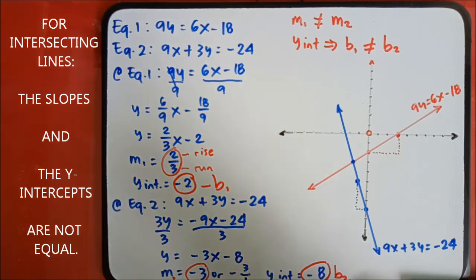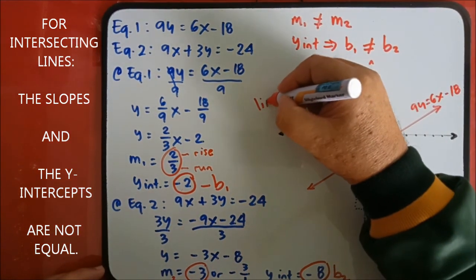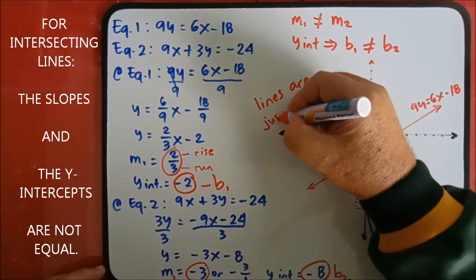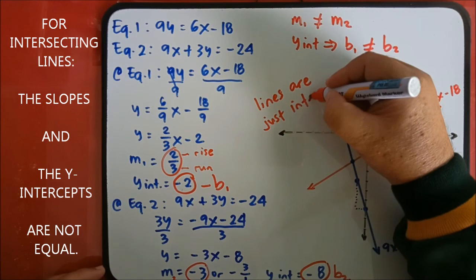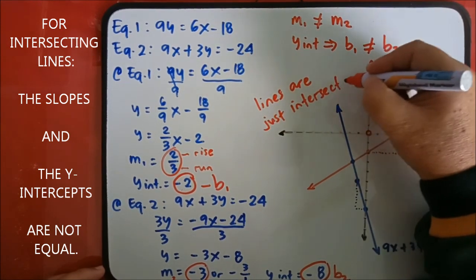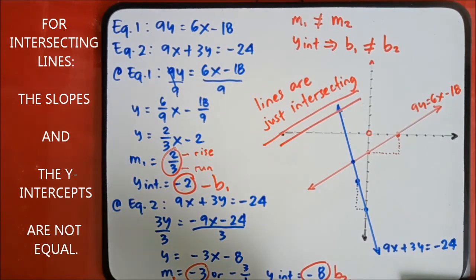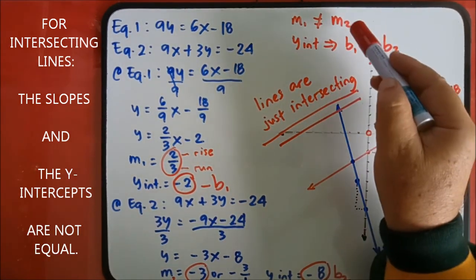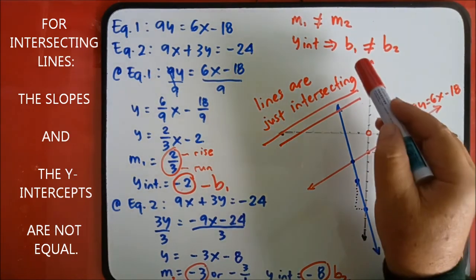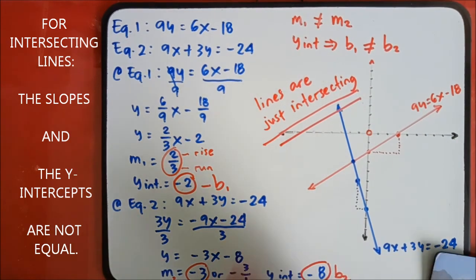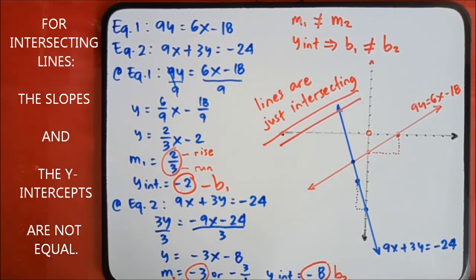That means the lines are just intersecting. Okay, so, intersecting lines only. When your m sub 1 and m sub 2 are not the same, and the y-intercepts b sub 1 and b sub 2 are not the same, then the lines are just intersecting lines. Okay, so we will try another one.